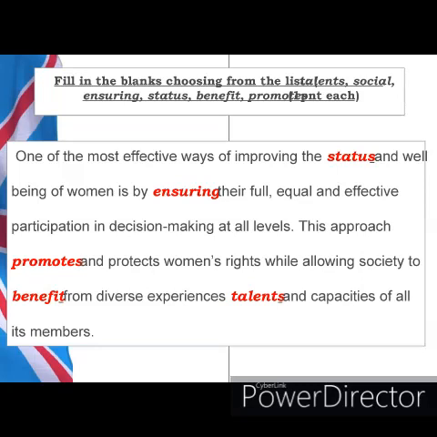By doing. Okay, by is followed by a noun or a gerund: by ensuring.